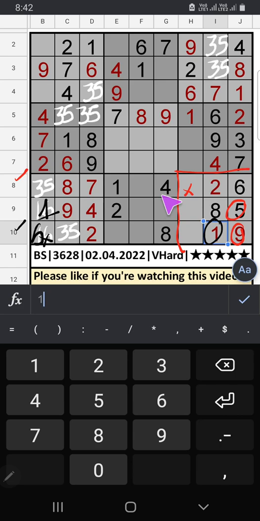Then only one number is remaining, 3. 3 is confirmed here. 7th grade we have 9. So 9 can't come in this cell. 9 is confirmed here. Then 5 is here.